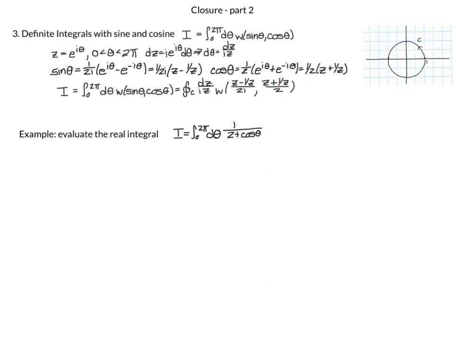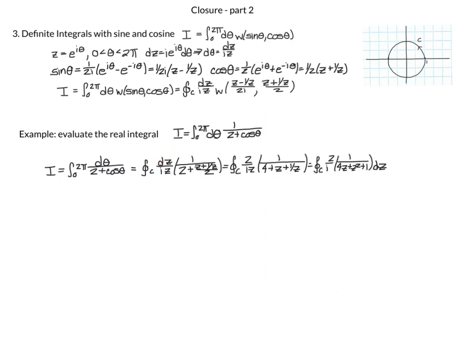The example we're going to use to illustrate that is to evaluate the integral I equals the integral from 0 to 2 pi d theta, 1 over 2 plus cosine theta. Here is my original integral. For d theta, I'm going to plug in dz over iz, and then I'm going to have my 1 over 2, and then for cosine, I'm going to plug in z plus 1 over z divided by 2. Again, that's just our formula that we derived in a previous video.